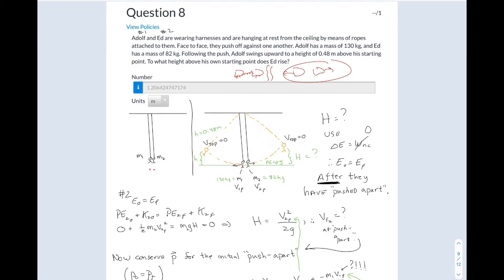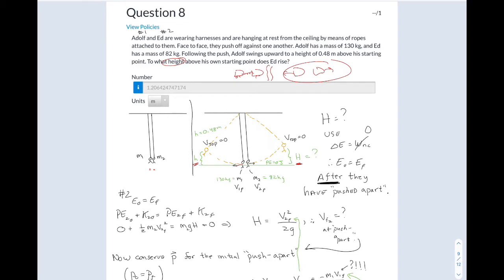What makes this different is that now person number 1 goes up to some height, little h. Person number 2 goes up to some height, big H. They're asking you to find to what height person Ed rises, so they're asking for capital H. What is that height? Well, there are no h's in momentum. P initial equals P final. So that's an energy problem.